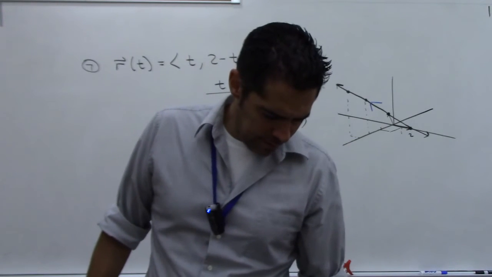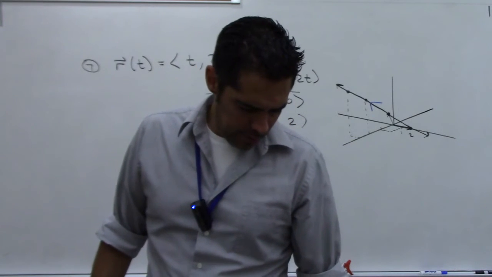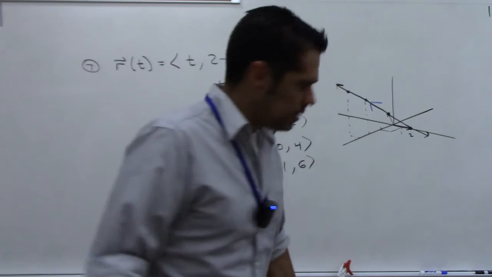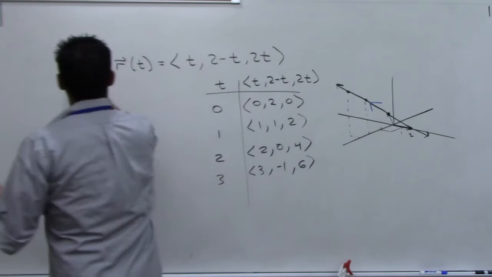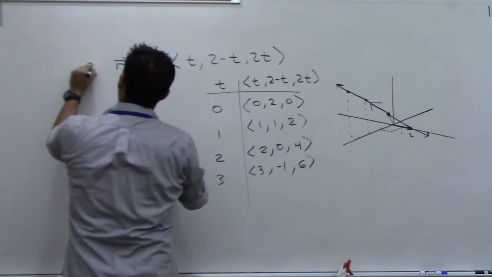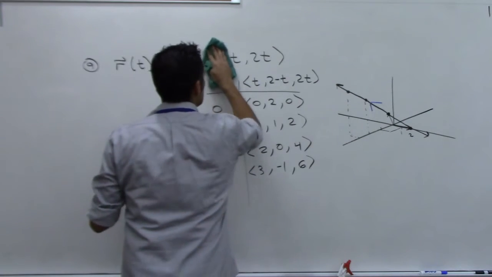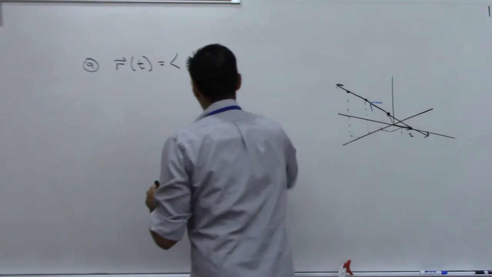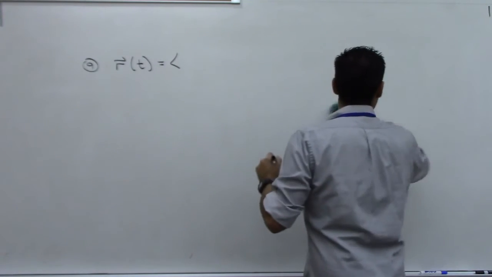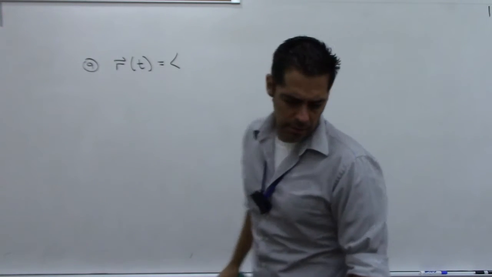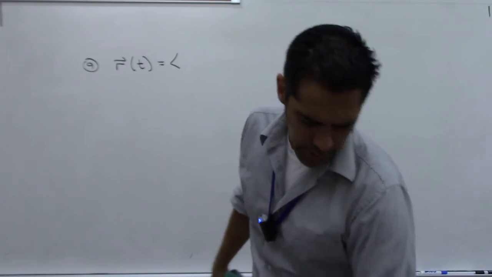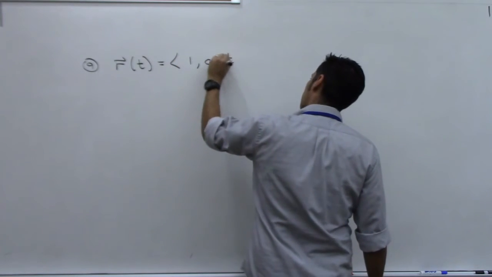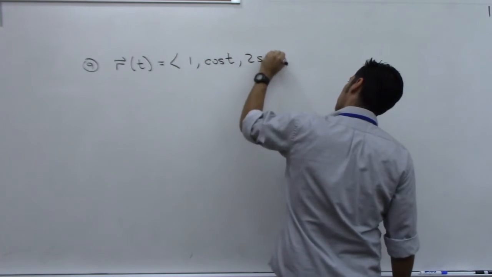Number 9. Well, number 9 is kind of worth drawing. Yeah, let's look at number 9. So for number 9, we have 1, cosine t, 2 sine t.